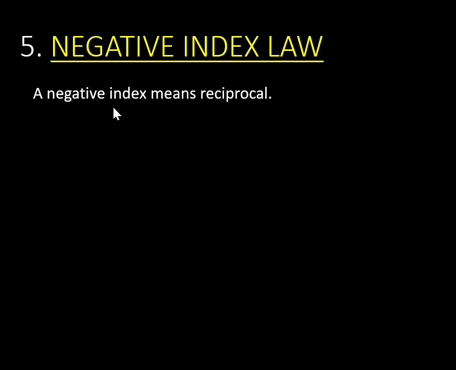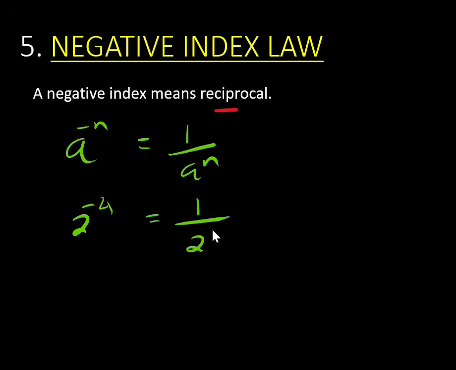A negative index means reciprocal. This one is simple. So when you see a negative power, it means reciprocal. That is, if you have a raised to negative n, simply take the reciprocal of the number. It will be 1 over a raised to power n. If you have a number, for example, 2 raised to negative 4, simply take the reciprocal, which will be 1 over 2 raised to power 4.